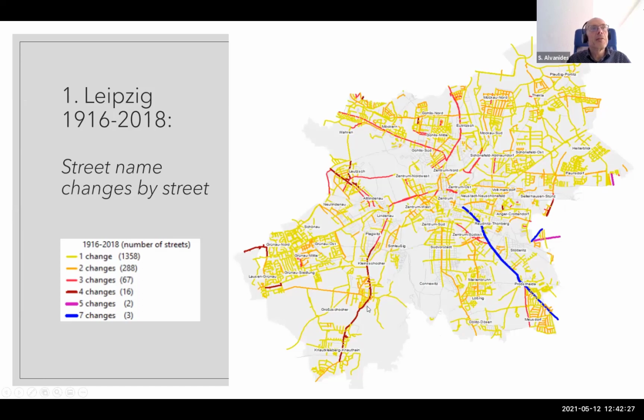So what we see here in different colors is whether a street changed name once, twice, 3 times, etc. And we can see the center of Leipzig around the middle, and the conurbation of Leipzig. This is the main urban area. And what is of interest here is which streets changed more than 3 or 4 times. And you can see it's the main arteries leading into and out of the city. So although the smaller streets and the back streets also changed name, in some cases, we have here 1,358 changes, or streets changed name once. We have some of these major arteries changing 4, 5, or 7 times.